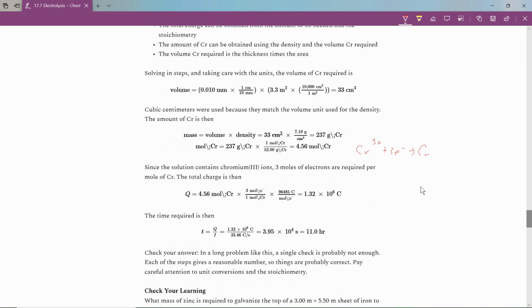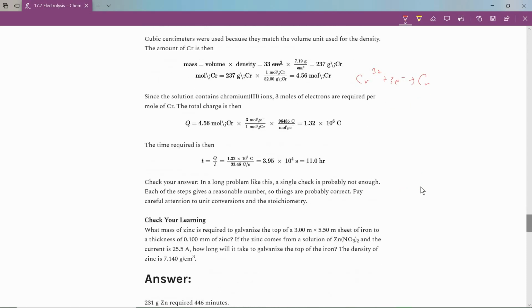Check your answer. In a long problem like this, a single check is probably not enough. Each of the steps gives a reasonable number, so things are probably correct, but pay careful attention to unit conversion and stoichiometry. Okay.